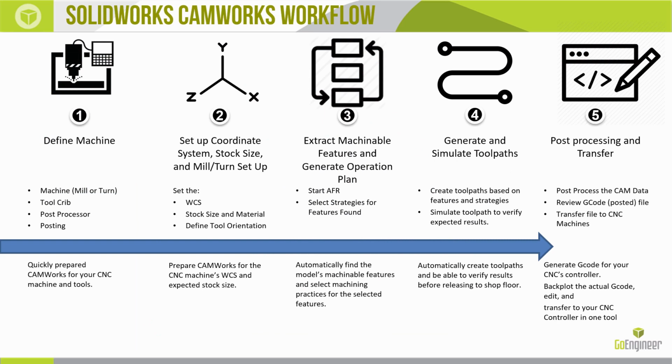For those of you familiar with the CAMWorks mill workflow, today's webinar will use the same familiar workflow. We define the machine, we set up the coordinate system, stock size, and turn setup. We extract machinable features, and then generate an operation plan. And then we generate and simulate toolpaths. And finally, we post-process and transfer the resulting file to our NC machine.